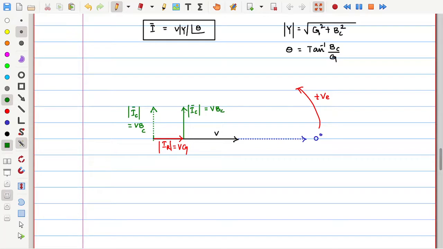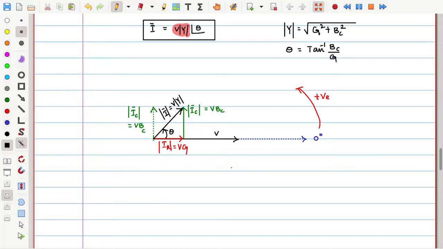Now IR plus IC is what? The total current I. This is the I. How much is the I magnitude? V into mod Y. See, I magnitude is V into Y. So now the angle made by this current is theta. It is positive, so it is in the counterclockwise direction. This is the current triangle, you can call this a current triangle, which is the phasor diagram of the parallel RC circuit.